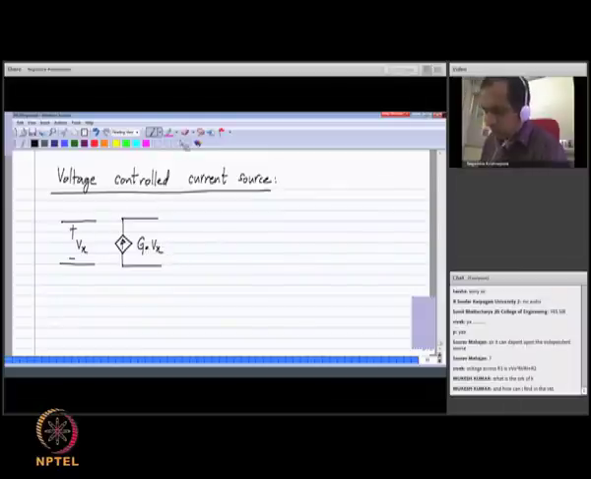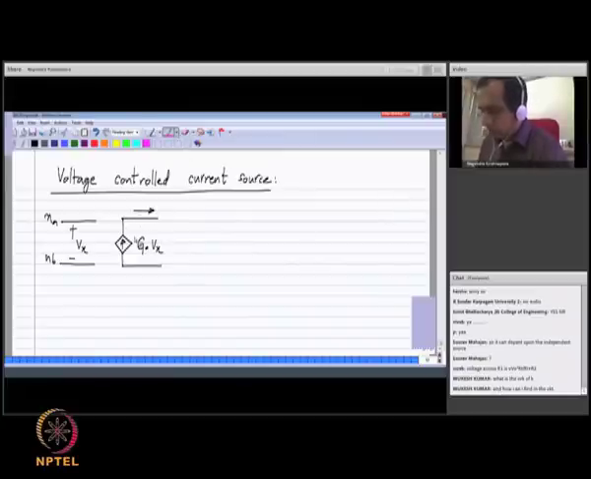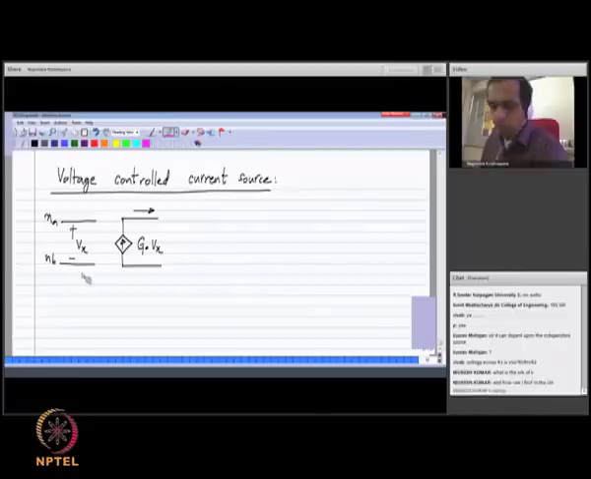Again, Vx is the voltage between some two nodes of the circuit. Okay, so let's say we have Na and Nb. Vx is the voltage between Na and Nb. So what this means is this will maintain a flow of current which is dependent on the voltage between Na and Nb.